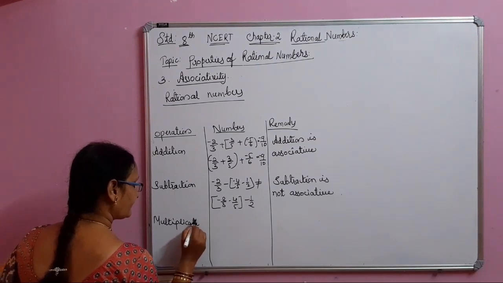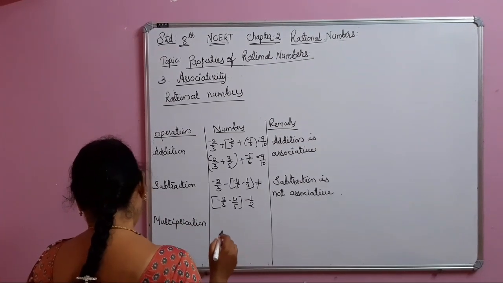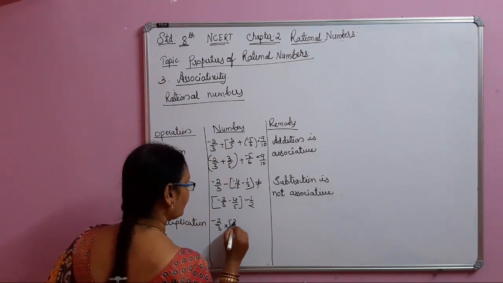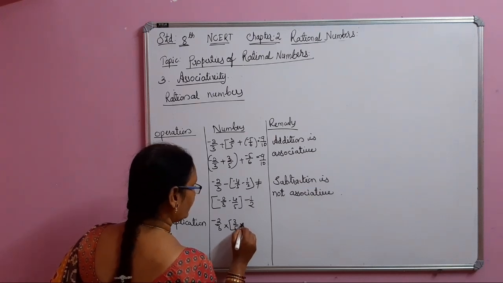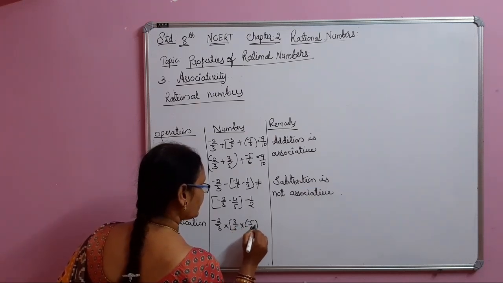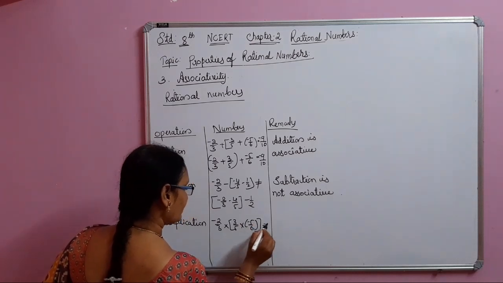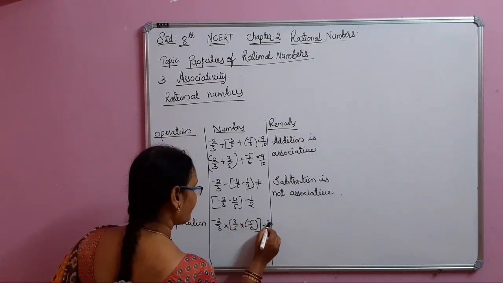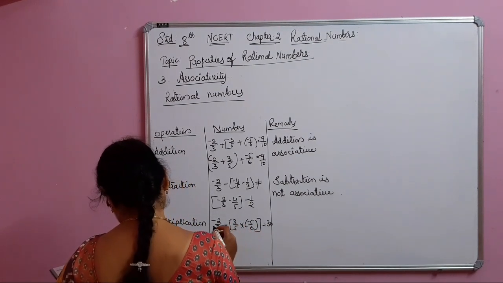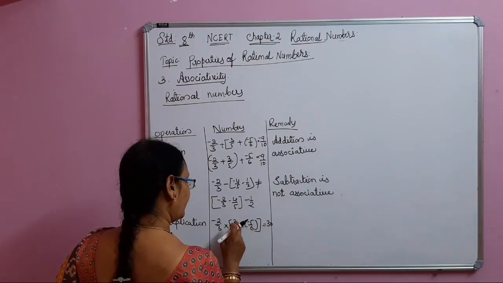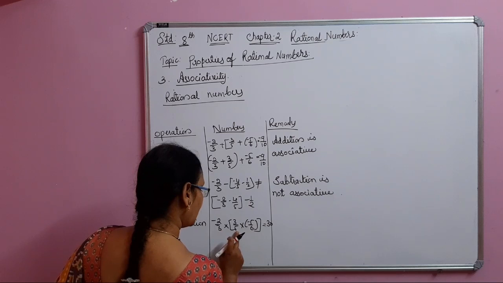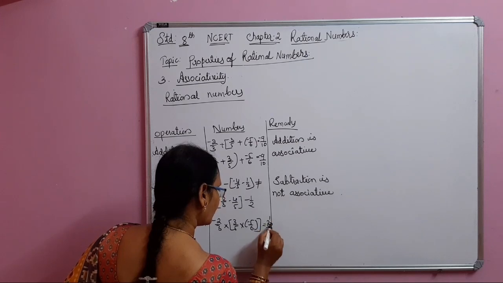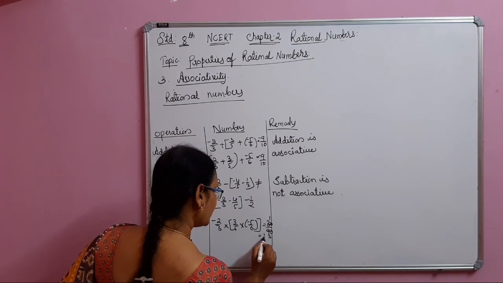Multiplication. We will take the same numbers, minus 2 by 3 into 3 by 5 into minus 5 by 6. We will see how much it will come. Minus into minus is plus, 2 3s are 6, 6 5s are 30. 5 3s are 15, 15 6s are 90. Here the answer is 1 by 3.